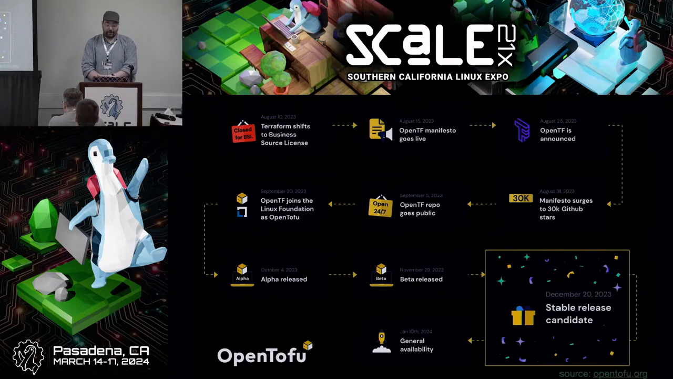And so some of the timeline is that August 10th, HashiCorp announced their change, and then August 25th, OpenTF is announced, and then we've had releases since then. Public repos were started on September 5th, and then alpha release in October, as we see, beta release in November. And actually, considering the current state of the projector, no slides are as dark as this, so we'll quickly move on.